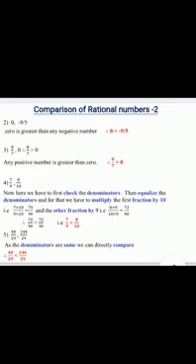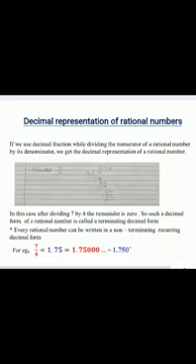Very good. Now just look at this fifth example. 40 upon 29, 144 upon 29. Now here, as the denominators are the same, we don't have to equalize the denominators. We can directly compare. So 40 upon 29 is less than 144 upon 29.